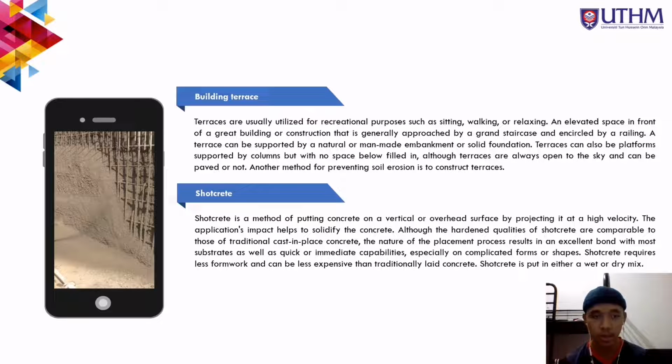Last but not least, shotcrete. Shotcrete is a method of putting concrete on a vertical or overhead surface by projecting it at high velocity. The impact helps to solidify the concrete. Although the properties of shotcrete are comparable to those of cast-in-place concrete, the nature of the placement process results in an excellent bond with most substrates as well as quick or immediate load capabilities, especially on complicated forms or shapes. Shotcrete requires less formwork and can be less expensive than traditional cast concrete. Shotcrete is applied in either wet or dry mix.